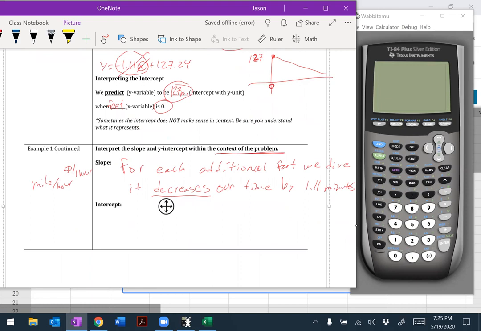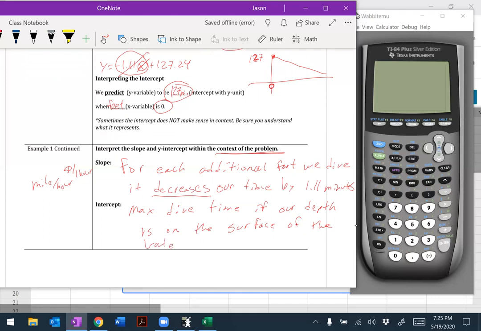Okay, the y-intercept, that's the max dive time if our depth is on the surface of the water, and it's about 2 hours.